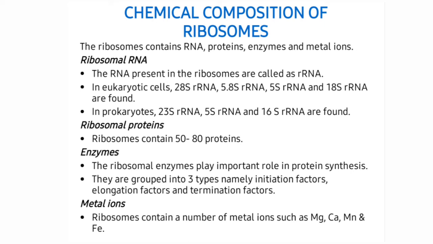What about the enzyme machinery? The ribosomal enzymes play an important role in protein synthesis. They are grouped into three types, namely initiation factors, elongation factors and termination factors. Apart from all this, ribosomes also contain various metal ions such as magnesium, calcium, manganese and iron.